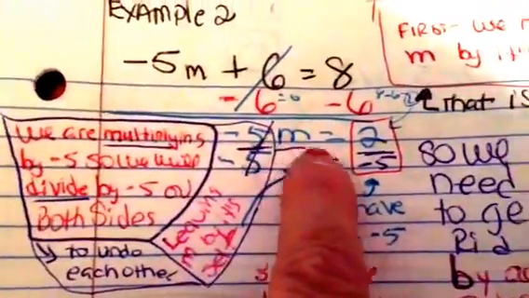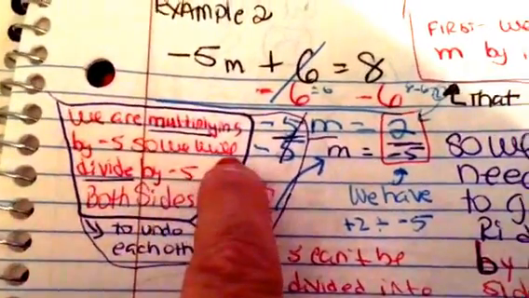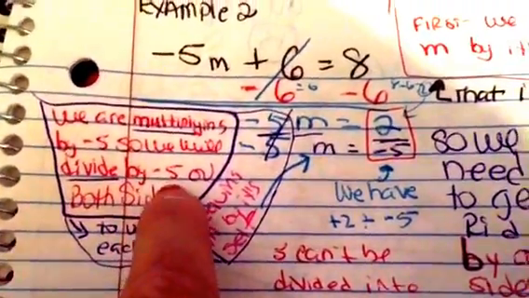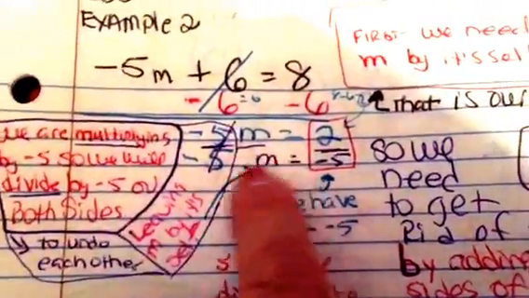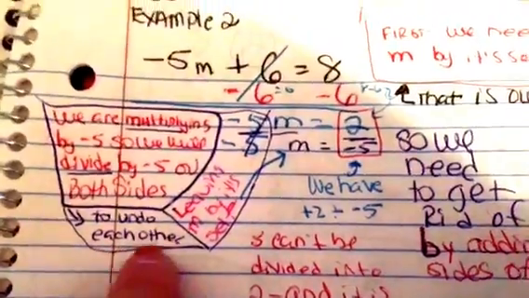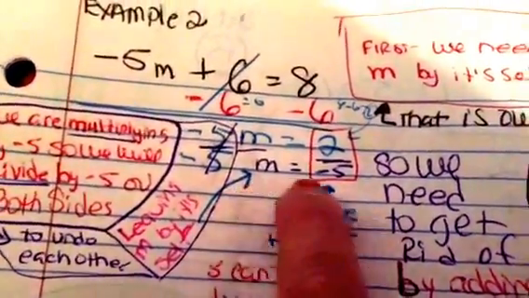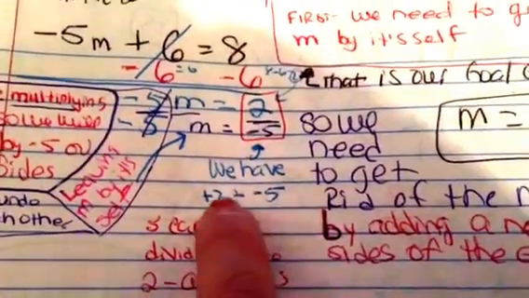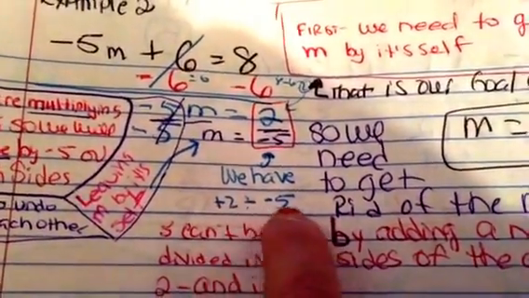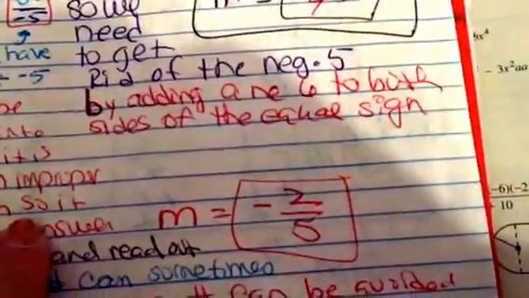We are multiplying by negative 5, so we will divide by negative 5 on both sides. The 2 and the negative 5 undo each other, leaving the m finally by itself. We have 2 over negative 5, and that is the way we end it. m equals negative 2 over 5.